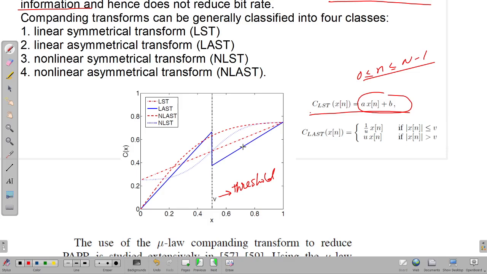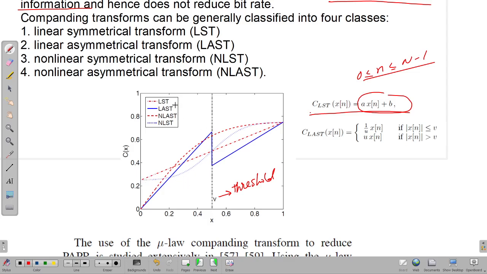Like we discussed in the beginning, there are two methods by which we can reduce PAPR. One is by decreasing the peak value of the signal. The other is by increasing the average power of the signal. Different transforms have different properties. Just by seeing this graph, we can derive some of its features.